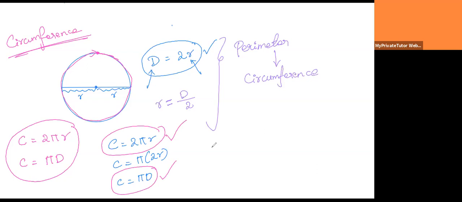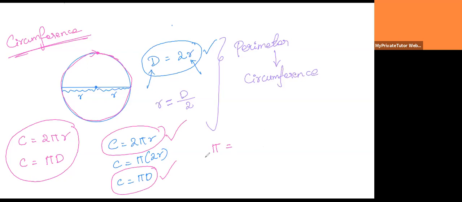So this is the formula to find the circumference of a circle. And what is pi? It is a universal constant. The value of pi is approximately 3.14, or else we can say 22/7. Again, these are approximate values. So this is the pi value. I hope you know this.